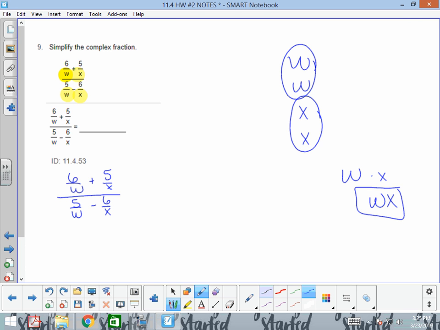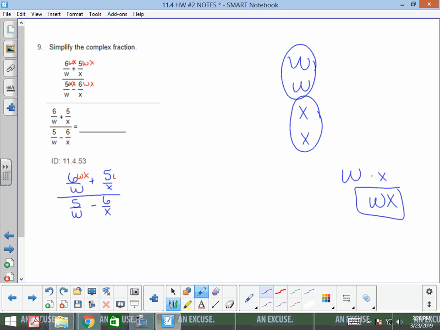Now, instead of making these into fractions with like denominators, I'm going to instead clear the fraction. So I am going to multiply everything by wx. Now, we're going to do this in the 11.5, so I'm going to go ahead and start now. So we're putting wx in each numerator. And then we're going to simplify. Let me do it down here. wx in each numerator.